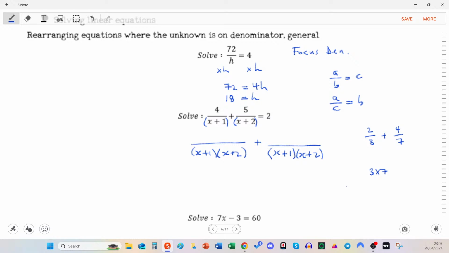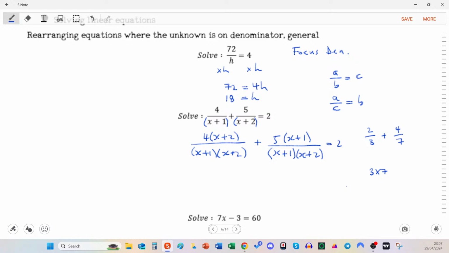Now, if x plus 1 is already on the bottom on the left-hand side, we're multiplying it by x plus 2. And if we do that on the bottom, it needs to happen on the top as well. So the 4 also gets multiplied by x plus 2. And on the right-hand side, if we're multiplying by x plus 1 to get the denominator we want, we have to do that on the top.